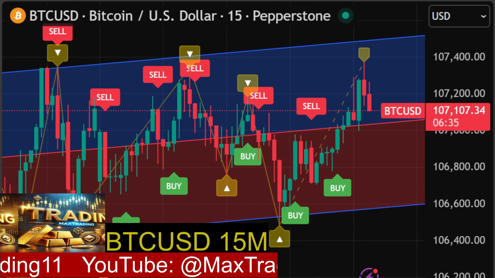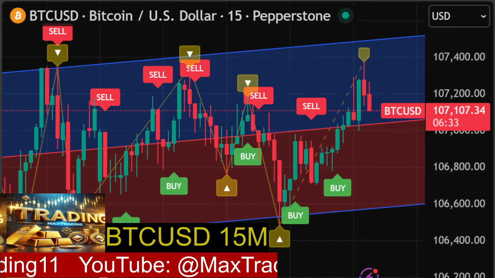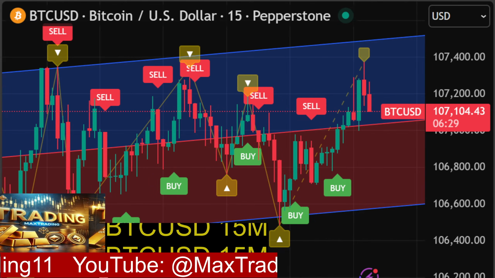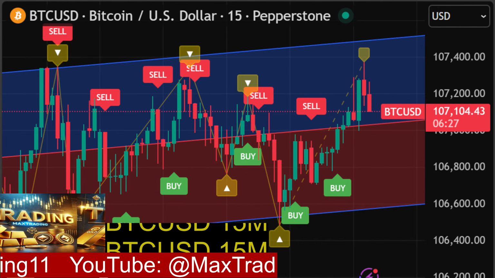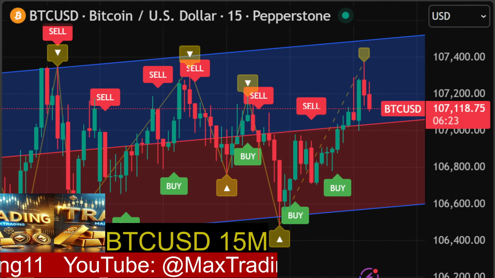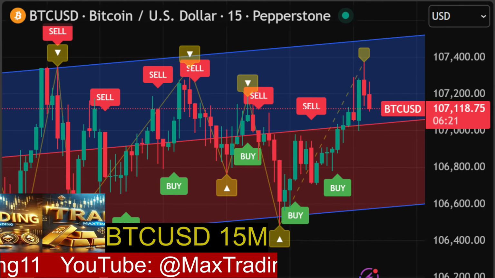A quick wick outside the boundary followed by a return inside the channel indicates a false breakout, an excellent opportunity for reversal entries when confirmed by zigzag and signal alignment.